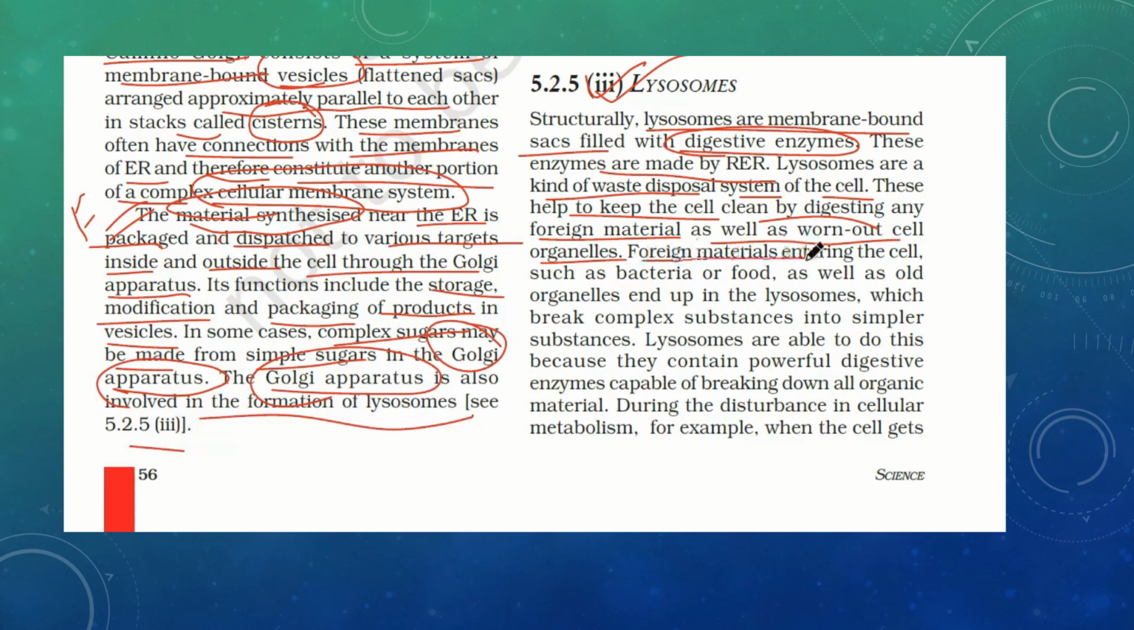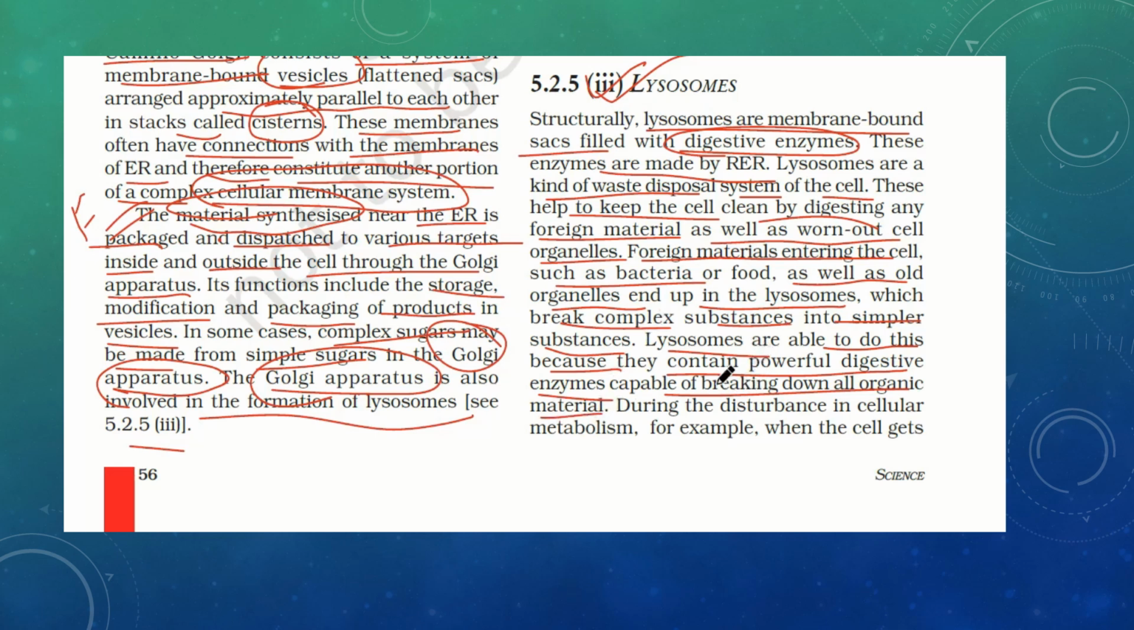Now foreign materials entering the cell such as bacteria or food, as well as old organelles, end up in lysosomes, which break complex substances into simpler substances, right? When the foreign bodies enter, lysosomes break down these complex substances into simpler forms as they have digestive enzymes. Lysosomes are able to do this because they contain powerful digestive enzymes capable of breaking down all material.